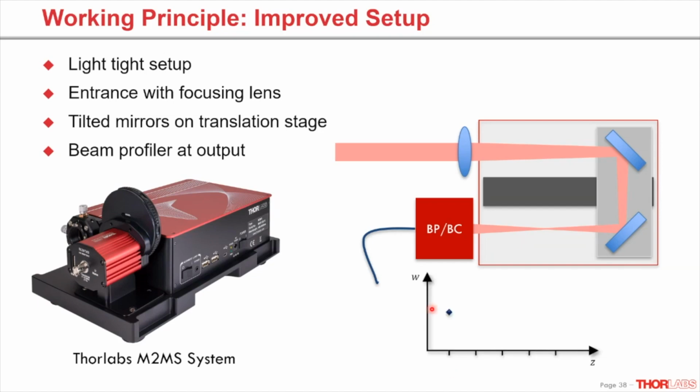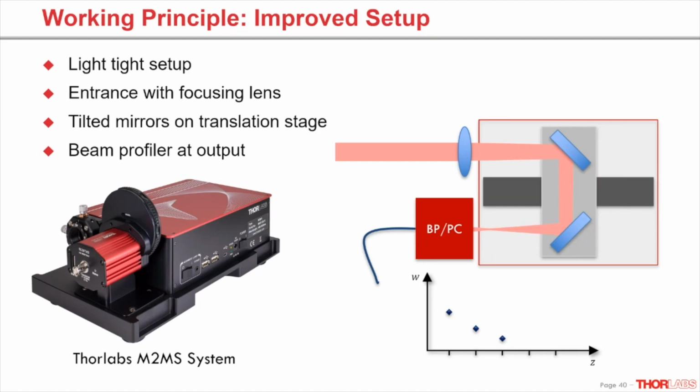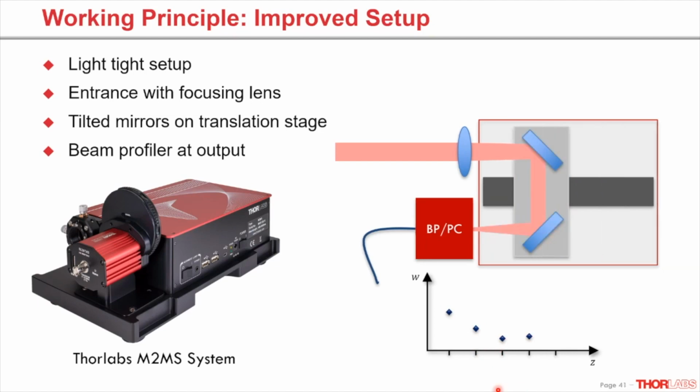Here we see the measurement of the first diameter. The stage moves and the beam profiler again records the beam diameters. For simplicity, I show it only for one axis here. Next position along the beam path. Now another one behind the focal point.